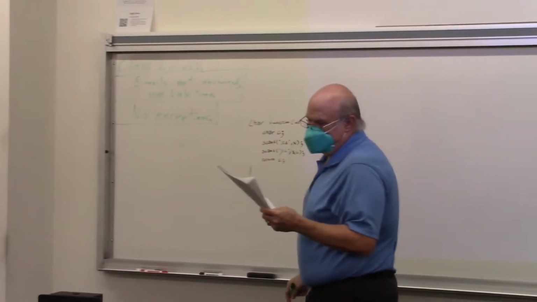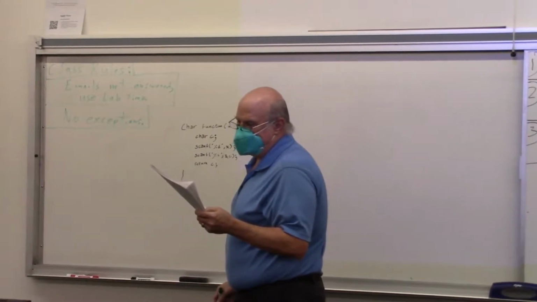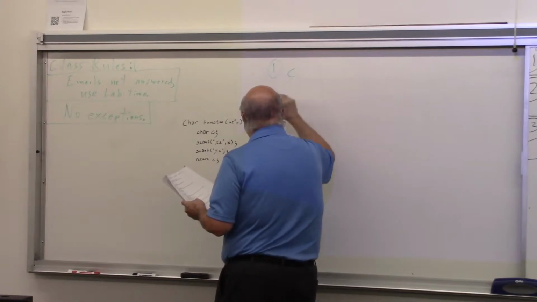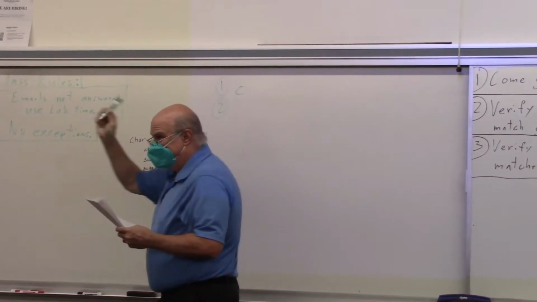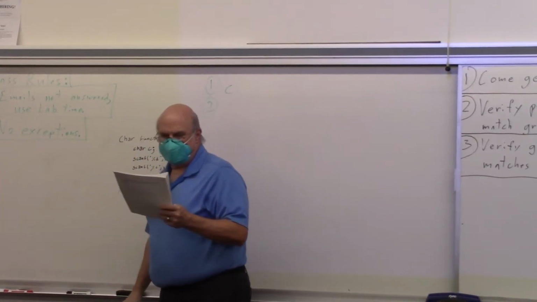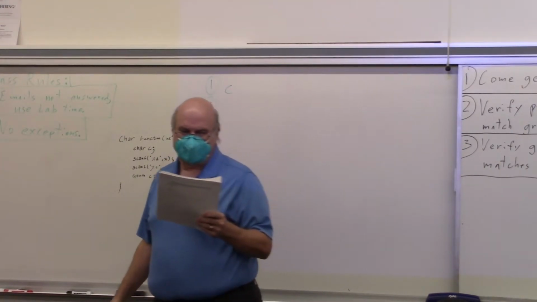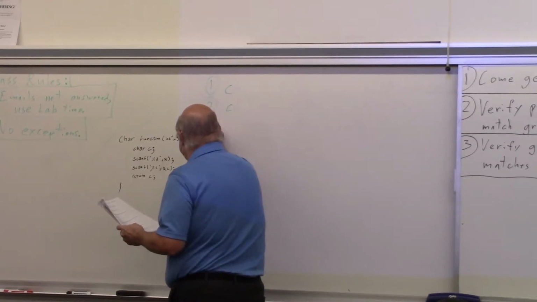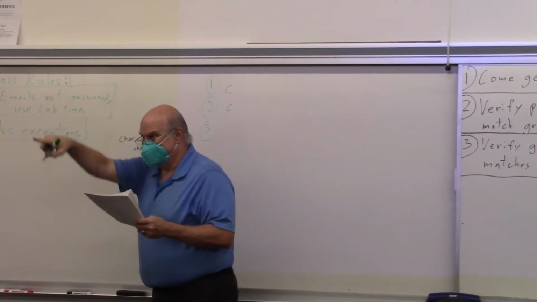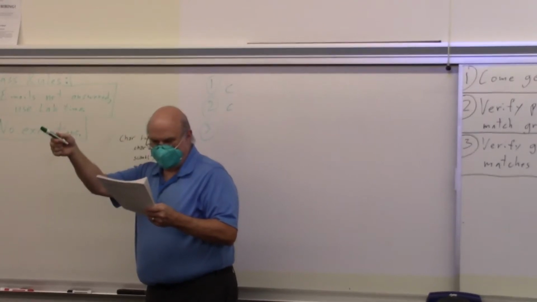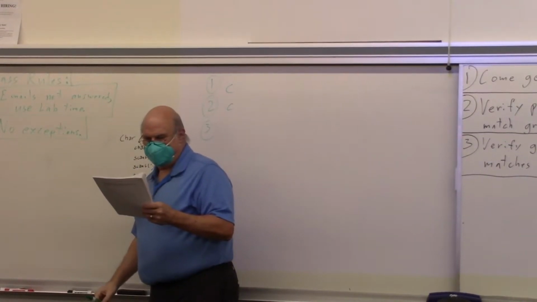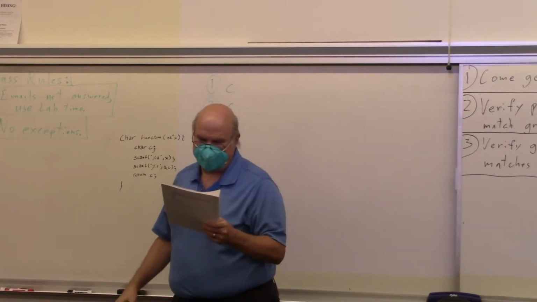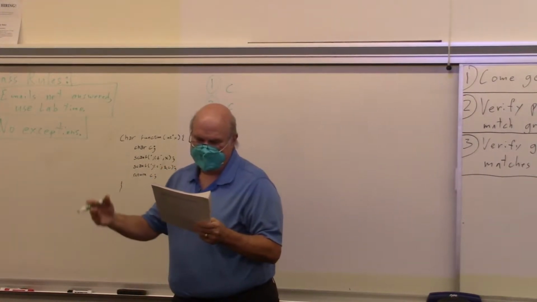Number 1, what character is used to terminate a character array string? C, \0. Number 2, which of the following can be used to terminate a loop? C, break. Number 3, what is the output of the following code, assuming all elements are declared? You can read it: x equals 0, while x less than 100, and so forth.